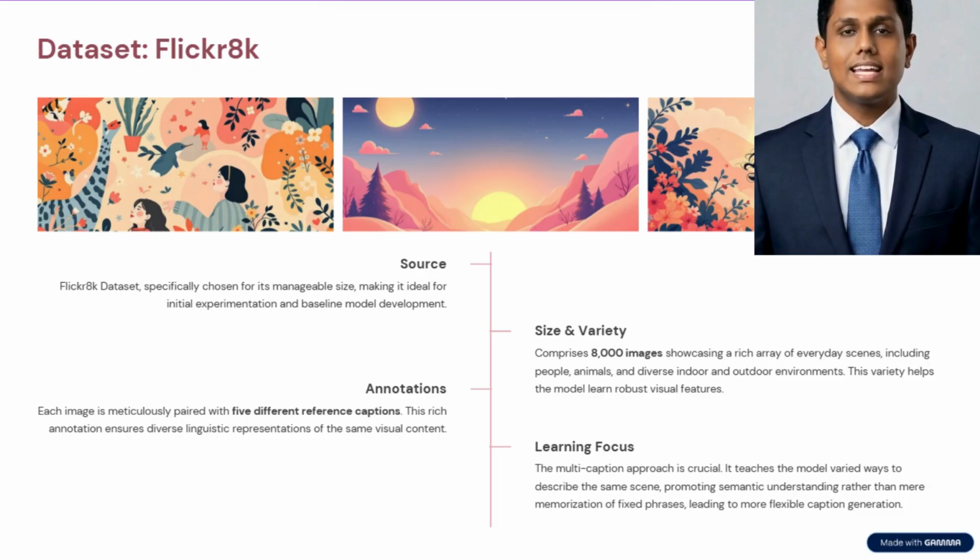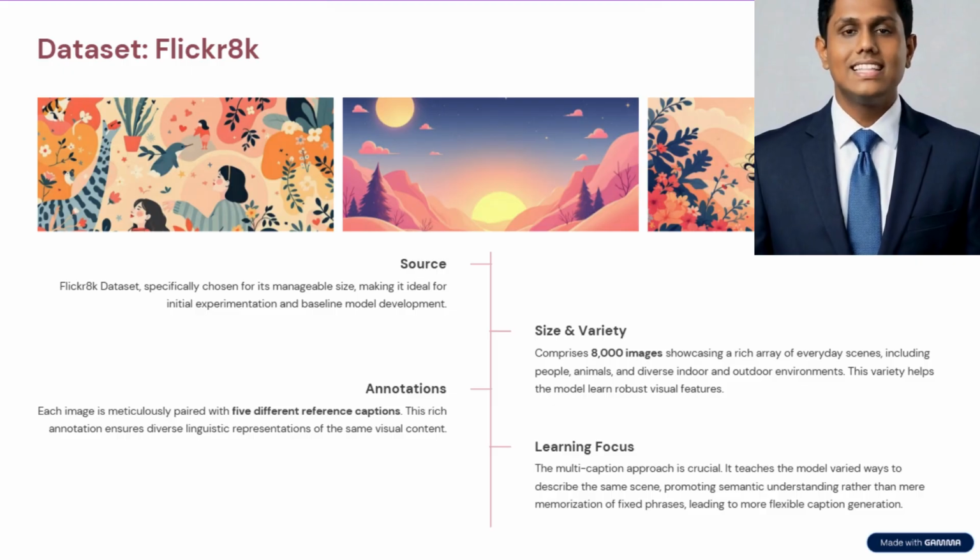Before feeding this data into our model, we applied a rigorous pre-processing pipeline. For image processing, we had to standardize our inputs. We resized every single image to a uniform 224x224 pixels to match the input requirements of our CNN. We also normalized the pixel values to a range of 0 to 1 to ensure faster and more stable convergence during training. For text processing, we followed several steps.